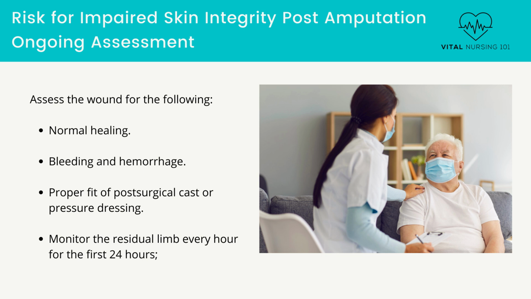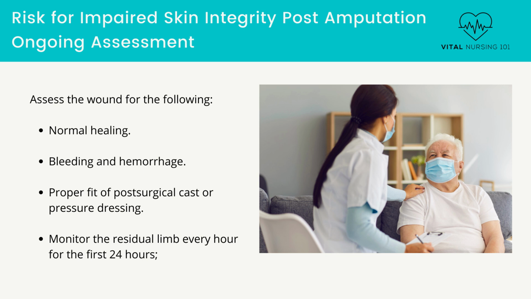Initially, most post-amputation dressings are pressure or pressure cast dressings. A surgical drain may be placed to remove fluid or blood that might interfere with granulation. Proper fit of post-surgical cast or pressure dressing. A rigid dressing or a cast may be applied to the residual limb immediately after the surgery and will remain in place for 7 to 10 days, until the sutures are removed. This type of dressing contributes to shaping of the residual limb for proper fitting of the prosthesis.